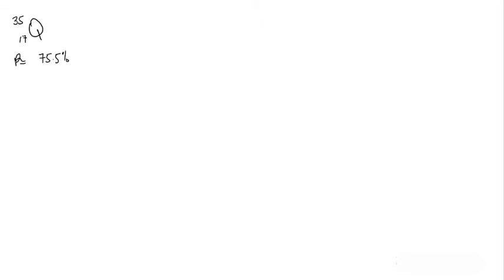This is the relative abundance. Now for the second element, or the isotope, Q37, has the relative abundance of 24.5%. Now we are to calculate the relative atomic mass for Q.